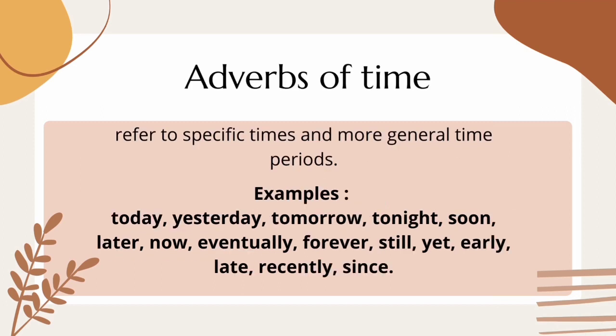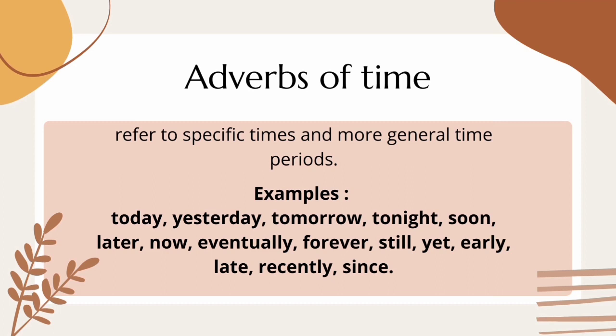Adverbs of time. Some adverbs tell us when something happens. Adverbs of time include words that refer to specific times in more general time periods. Adverbs of time, while seemingly similar to adverbs of frequency, tell us when something happens. Adverbs of time are usually placed at the end of a sentence. For example: today, yesterday, tomorrow, tonight, soon, later, and etc.